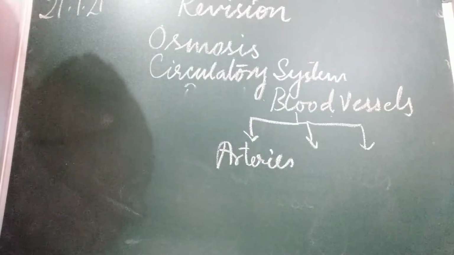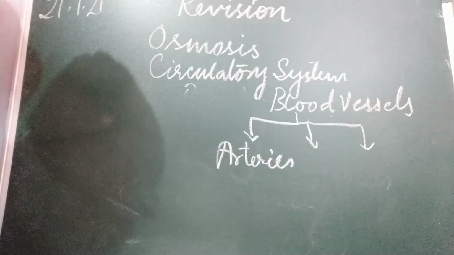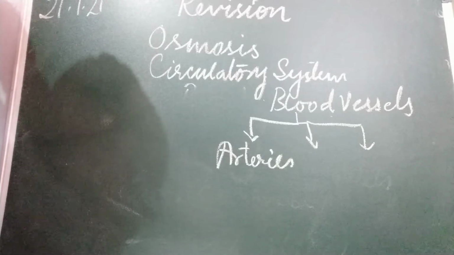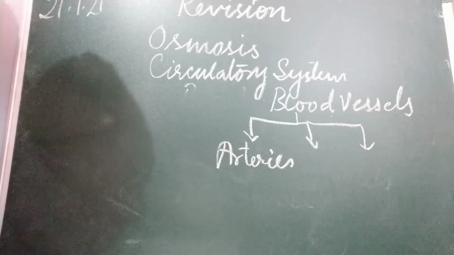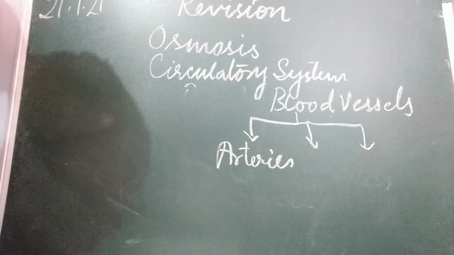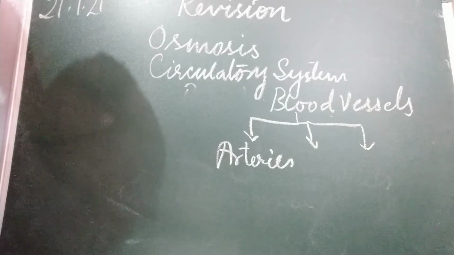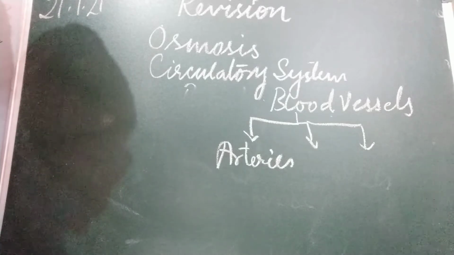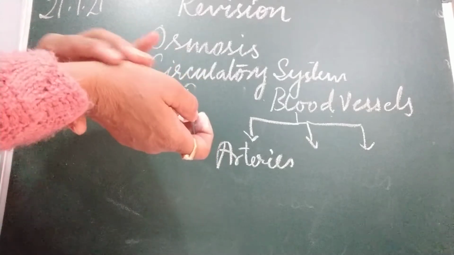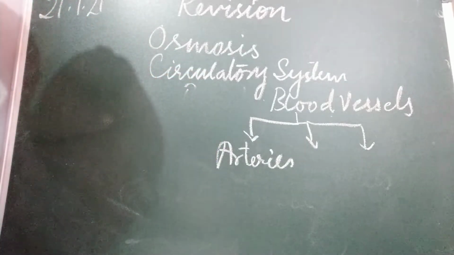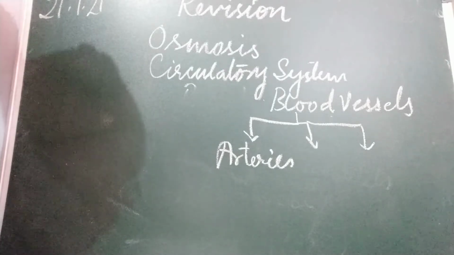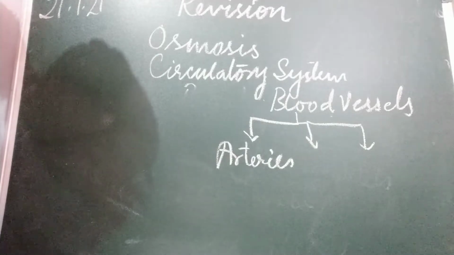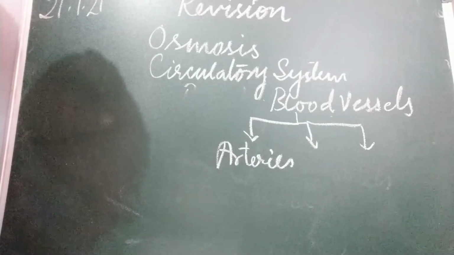Children, arteries carry oxygenated blood away from the heart. As the heart pumps blood into the arteries, the blood flows rapidly and at a high pressure. Arteries therefore have thick elastic walls. Children, if you want to feel the blood rushing through the arteries, you touch this portion just below the thumb. You place two fingers in the hollow spot on the wrist. The throbbing sensation or pulse that you can feel is actually blood rushing through the arteries.